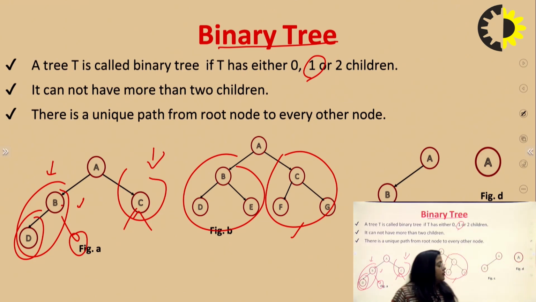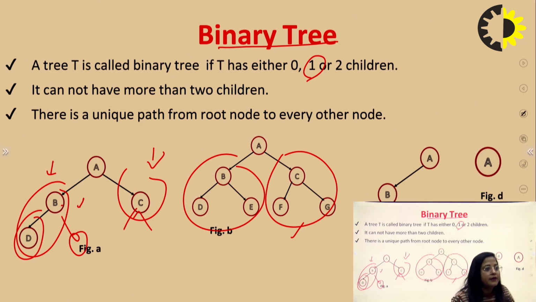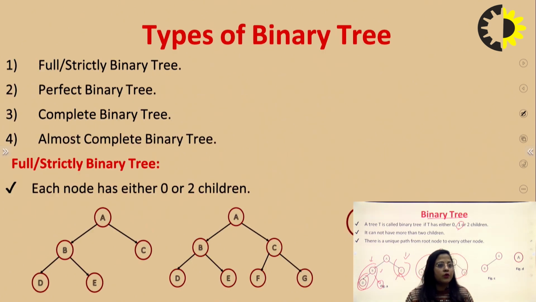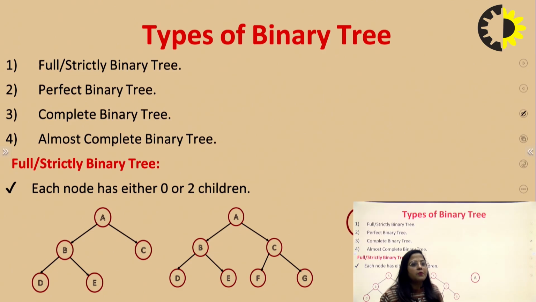Now coming to here, only one child, it is a binary tree, or no child here, it is also a binary tree. A node cannot have more than 2 children, meaning the number of children has a maximum value of 2 and a minimum value of 0 or 1. There is a unique path from the root node to every other node. So there are different types of binary tree.